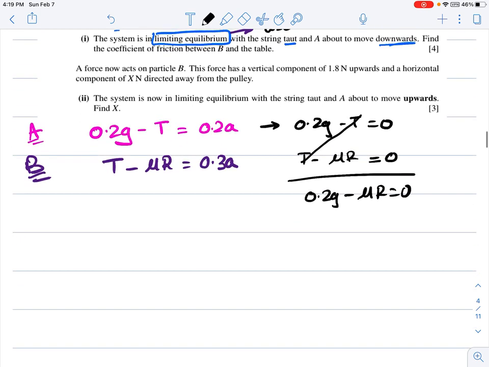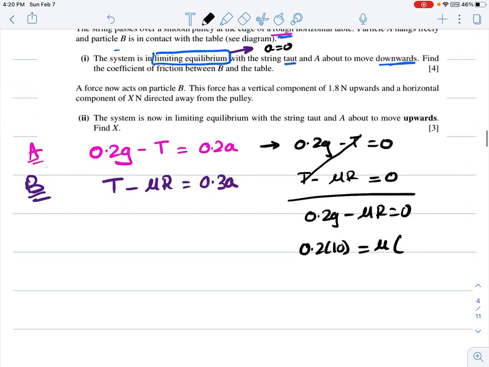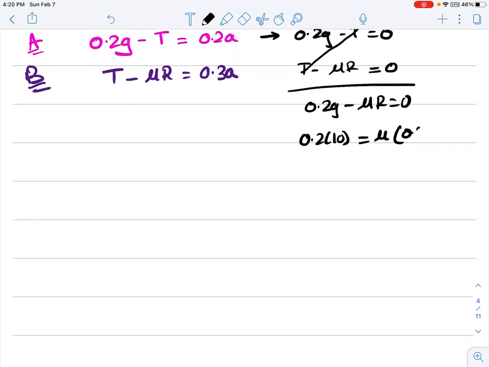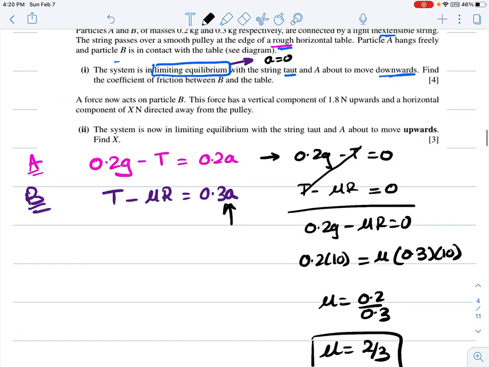So 0.2 times 10 is equal to mu times R. R is nothing but what? When you see the diagram, R is balanced with 0.3 g. So 0.3 g is again 10. So 10 cancels, so mu is equal to 0.2 upon 0.3. So mu value is 2 upon 3. As simple as that. So I use the same formula, forward force minus backward force is equal to ma, but acceleration will be equal to 0 whenever it is in limiting equilibrium. That is the first part.